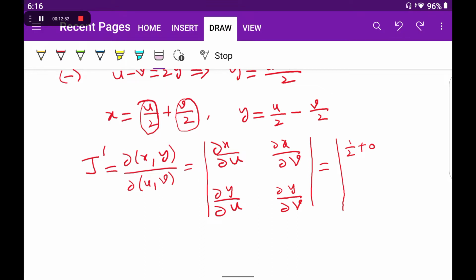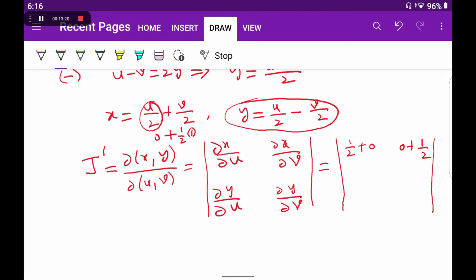So the derivative of x with respect to u is 1 by 2. Similarly, derivative of x with respect to v: here it is 0, here 1 by 2 into the derivative of v with respect to v, which is 1. So 0 plus half. Similarly, the derivative of y with respect to u is 1 by 2 minus 0. Derivative of y with respect to v is 0 minus 1 by 2.